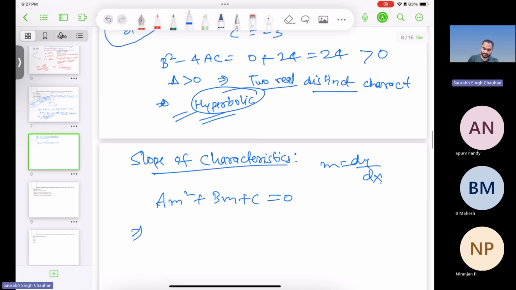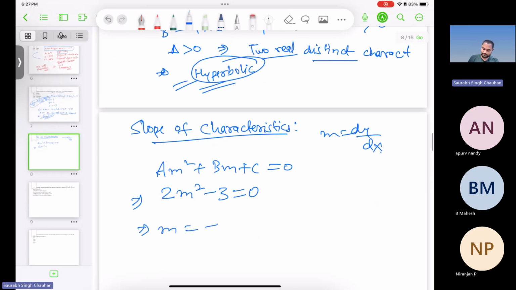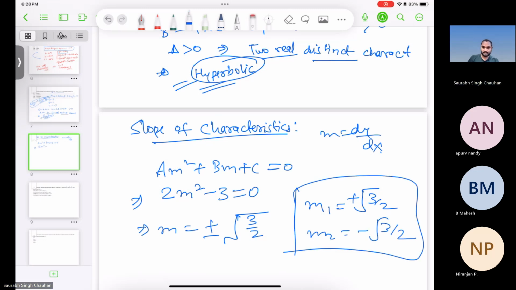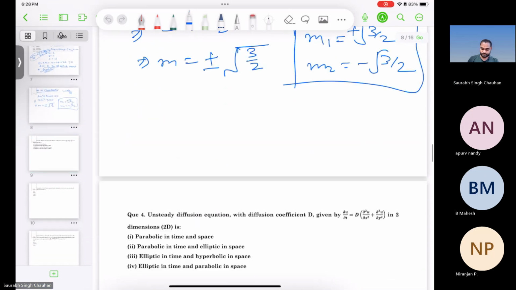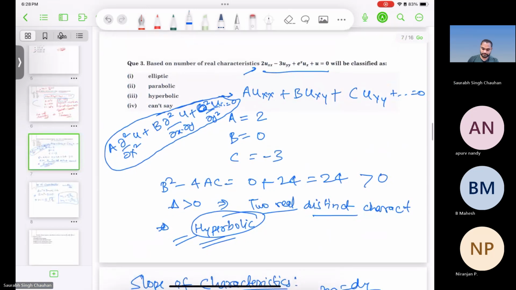And in this equation, a is what? 2. 2m square plus b is 0 and c is 3. So 2m square minus 3 is equal to 0. So m will be plus minus the square root of 3 by 2, right? So m1 is equal to plus root 3 by 2 and m2 is equal to minus root 3 by 2. Okay, so there are two families, and this is hyperbolic.